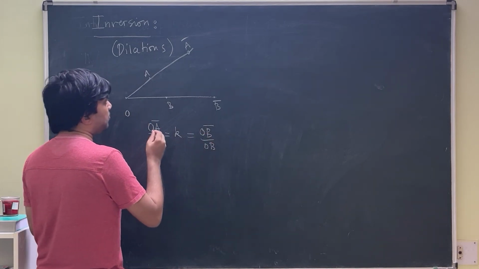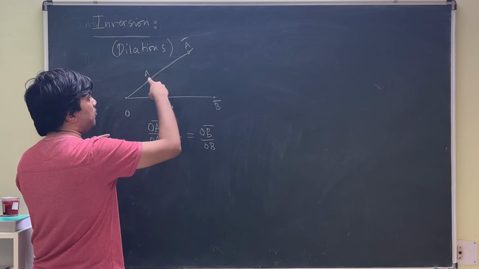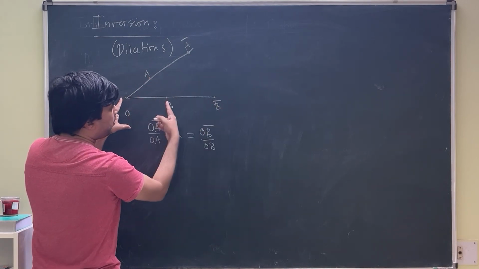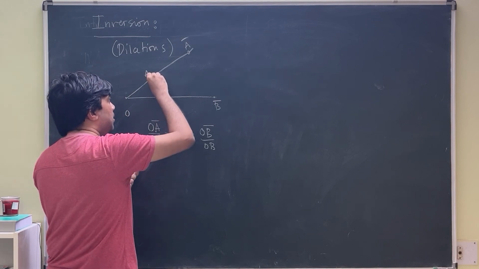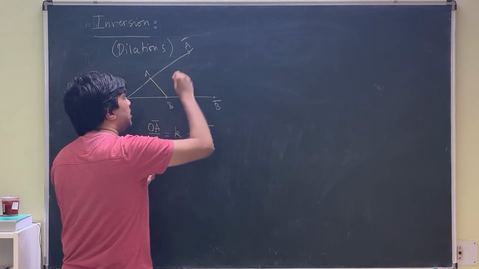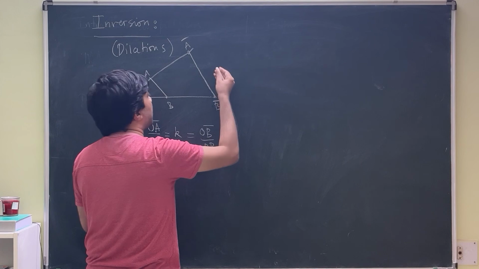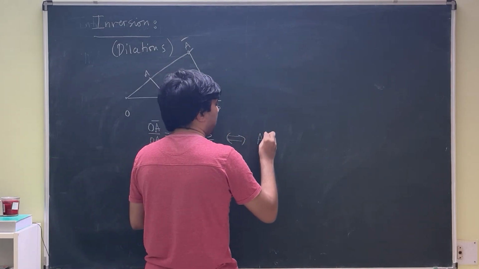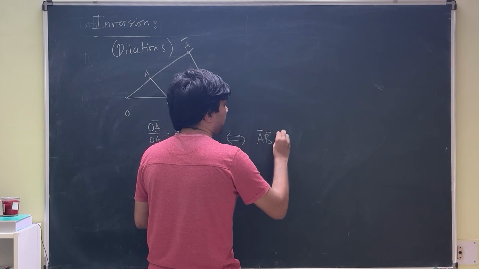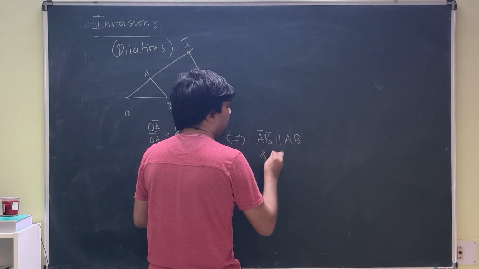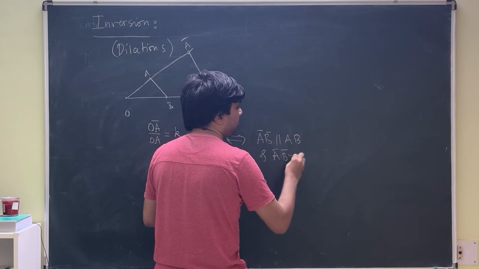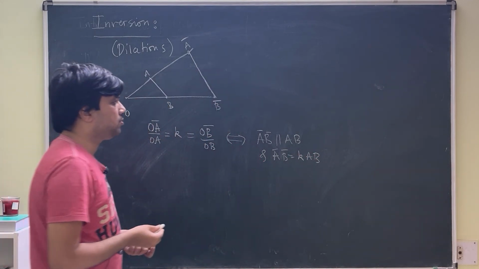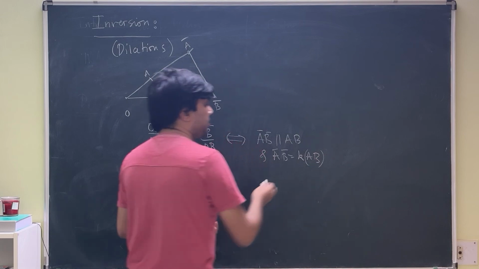But this is very familiar. You have two lines and points A, B and A bar, B bar, and OA bar by OA equals OB bar by OB. You've seen this before. By the converse of the basic proportionality theorem, A bar B bar is parallel to AB, and A bar B bar is equal to k times AB. So it just follows from the basic proportionality theorem.